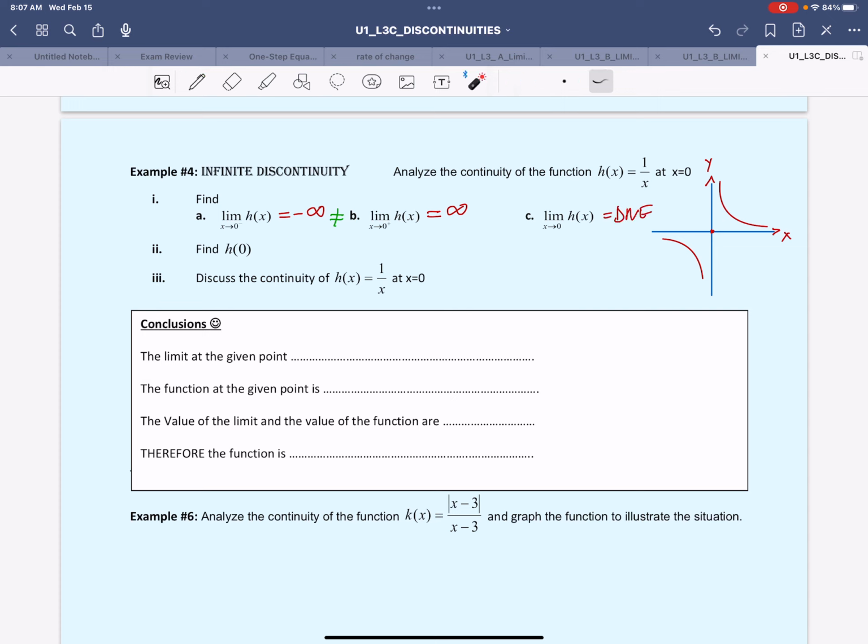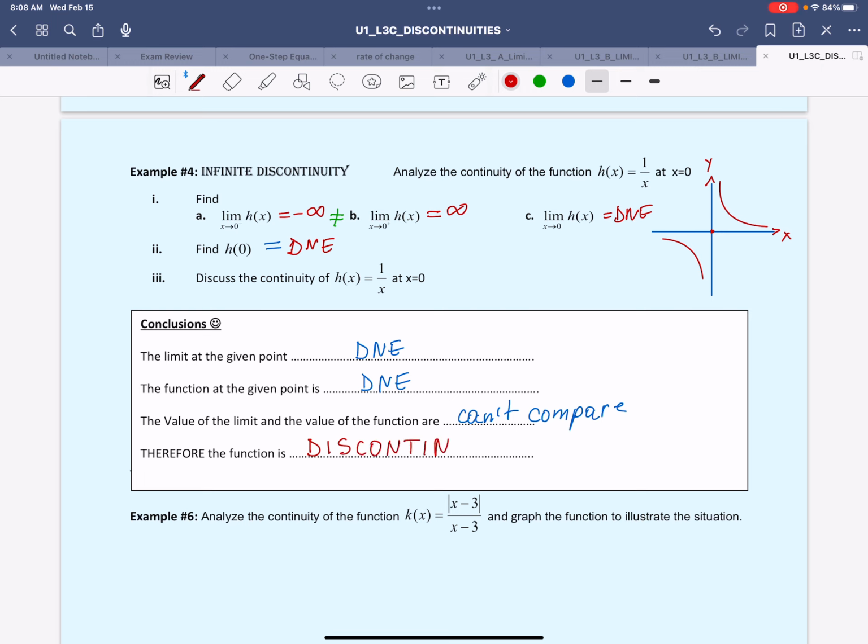So if we were to find the value of the function at 0, that doesn't exist either. So we have a lot of disagreements to discuss here. The limit at the given point doesn't exist. One is negative infinity, one is positive infinity. The function at the given point also doesn't exist. Now the value of the limit and the value of the function can't even compare. Therefore, we're going to say that the function is discontinuous.